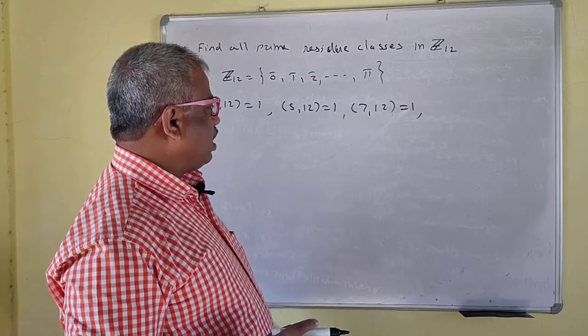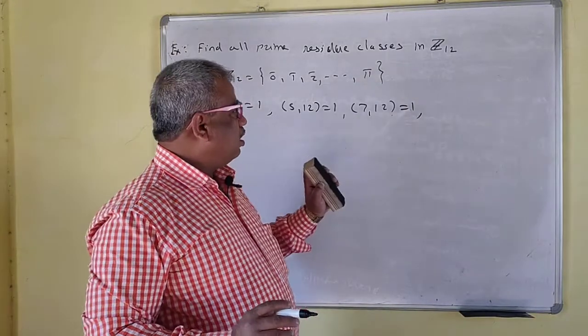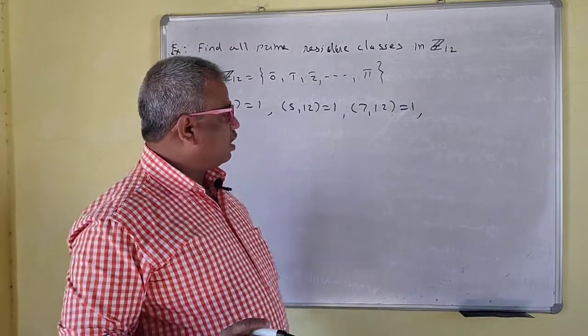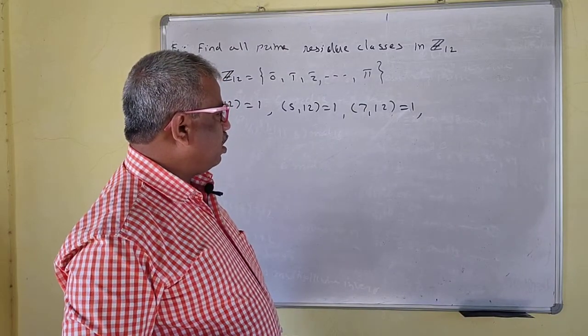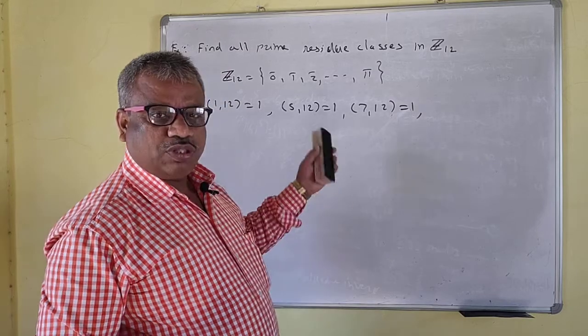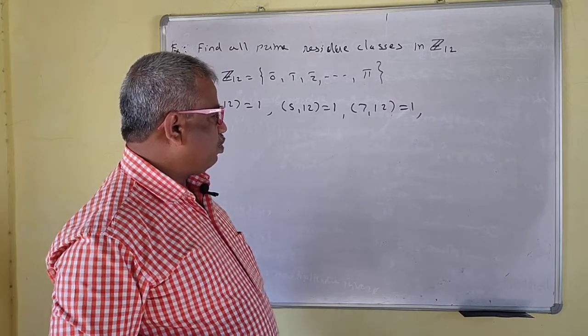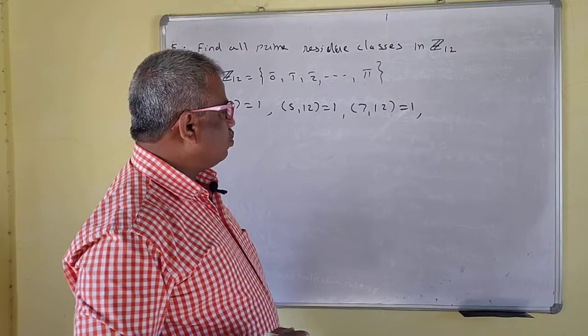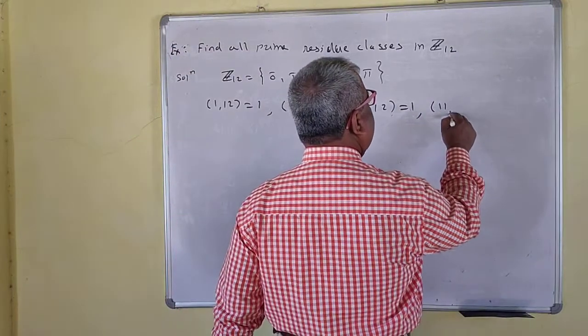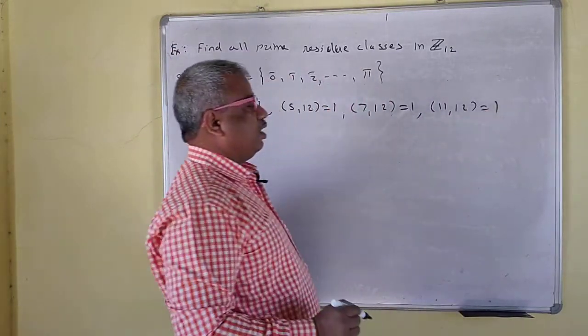6 is not there, 7 is there, 8 is not there. 9: there is a common factor 3, so 9 will not be there. Then 10: 2 is the common factor between 10 and 12, so 10 is not there. Then 11 and 12: their GCD is 1, there is no common factor.